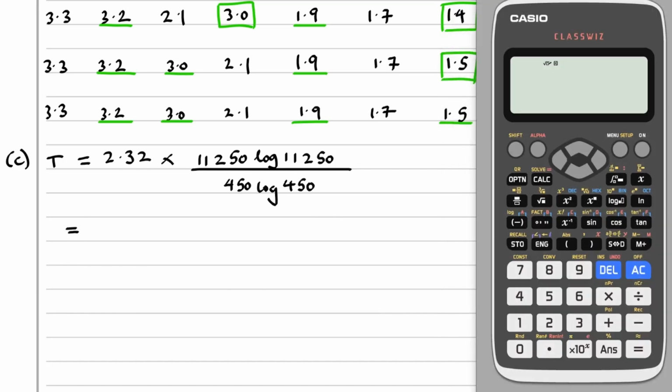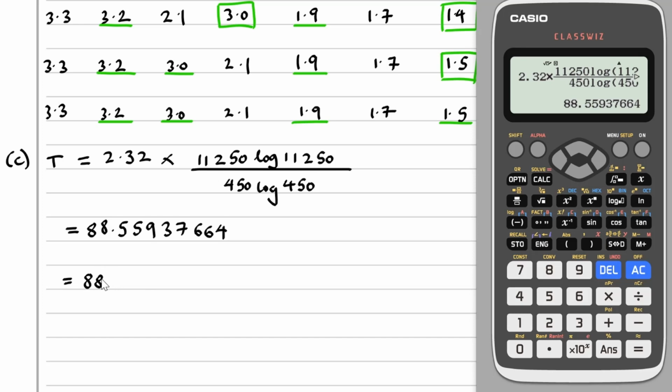So if we work this out, let's grab our calculator. We have 2.32 times by 11250 times by the log of 11250, and then here we have 450 times by the log of 450. It turns out we get 88.55937664. But remember, the question said to the nearest tenth of a second, so we have 88.6 seconds.